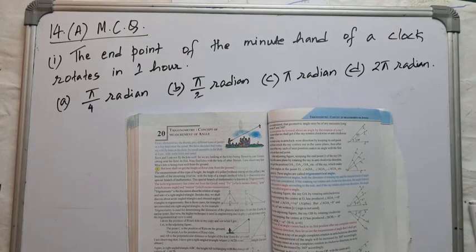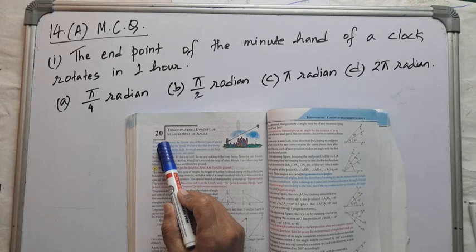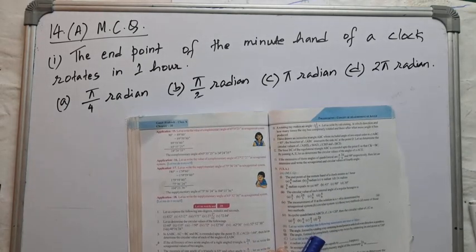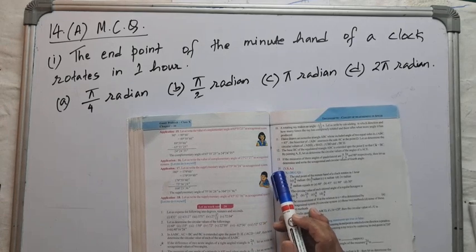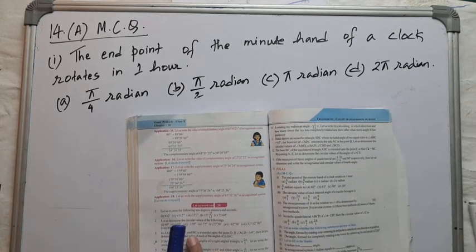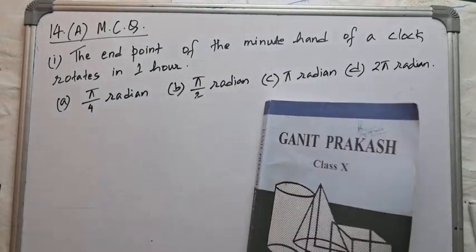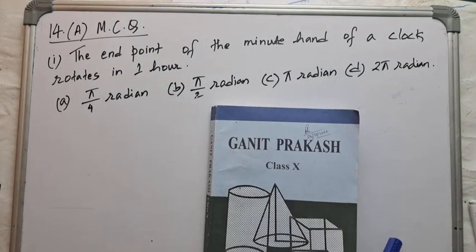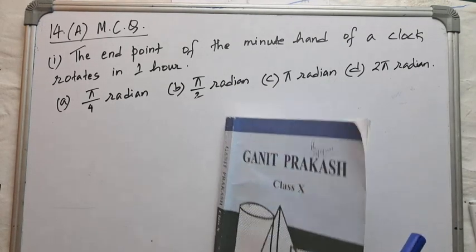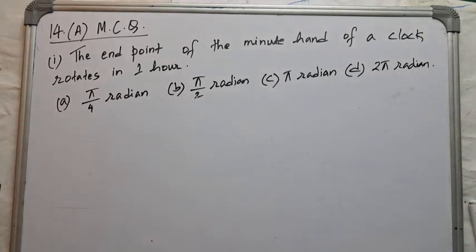Hello students, welcome back. So we are doing chapter 20, trigonometry, concept of measurement of angle, isn't it? And we have completed till question number 13. So today we'll start question number 14, MCQ, okay? Page number 277 from class 10th book of West Bengal Board of Secondary Education, Ganit Prakash, okay? So let's begin from question number 1 of 14.